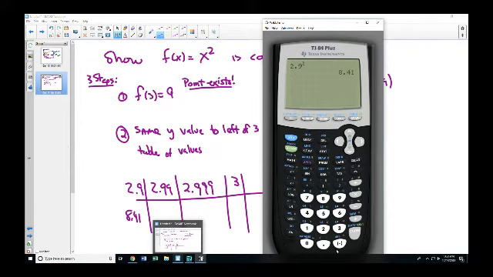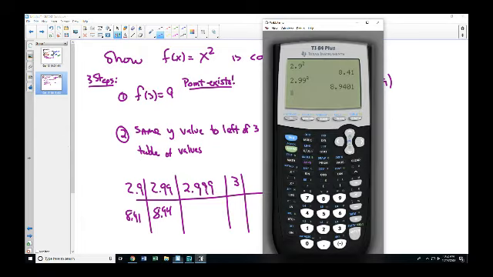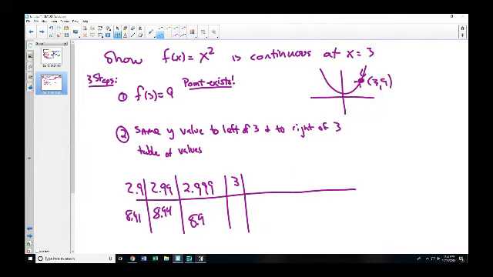And we're going to 2.99. And then 2.999. What are those numbers going towards? 9. They're going towards 9, right? So from the left side, we're approaching 9, correct?